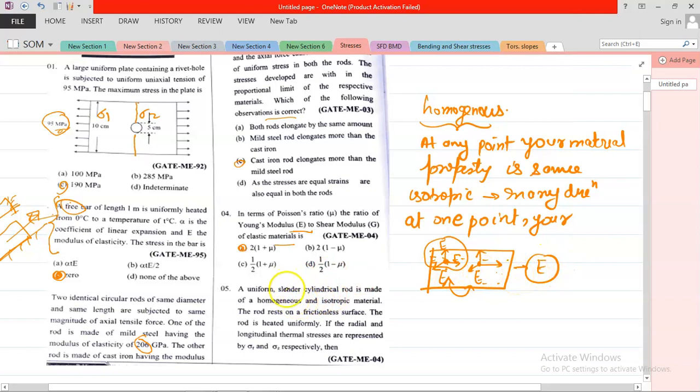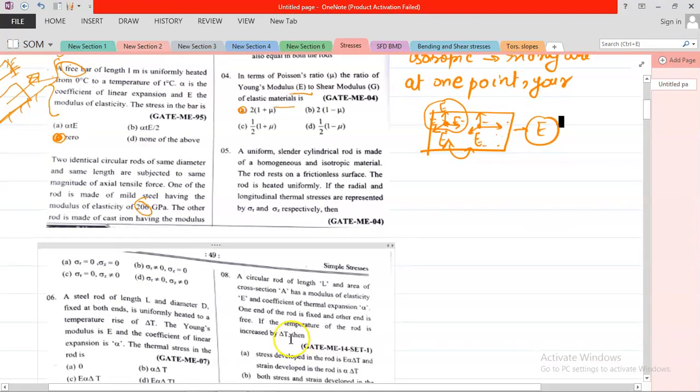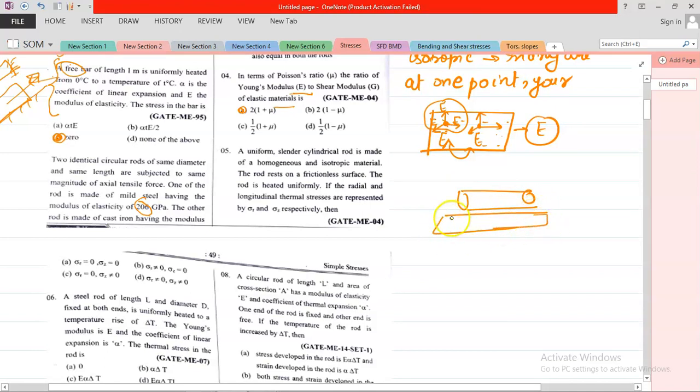It is given a uniform slender cylindrical rod made of homogeneous and isotropic material. The rod rests on a frictionless surface. The rod is heated uniformly. If the radial and longitudinal stresses are represented by sigma r and sigma z, what is the value? First of all, the bar is lying on the surface without any constraint. The possible constraint at one point is the surface, but here it is given as a frictionless surface.